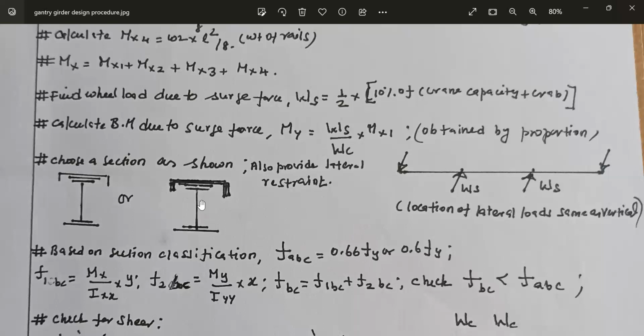Because for all the rolled sections, web buckling is prevented. D by t ratio is less than 67. Web buckling is prevented.